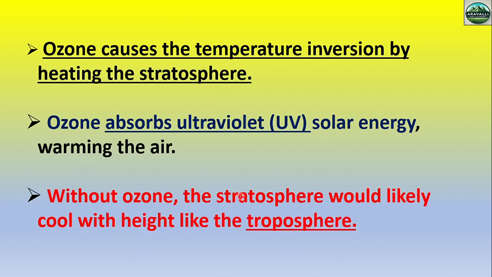Without ozone, the stratosphere would likely cool with height like the troposphere. So if ozone is absent in the stratosphere, then temperature simply decreases like the troposphere. Temperature is cool with the height, and temperature is not changed with the height if ozone is absent.